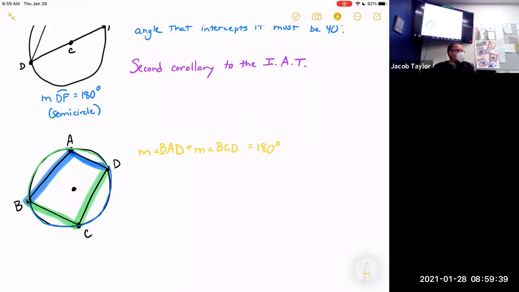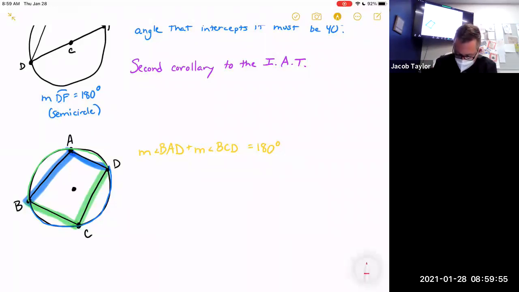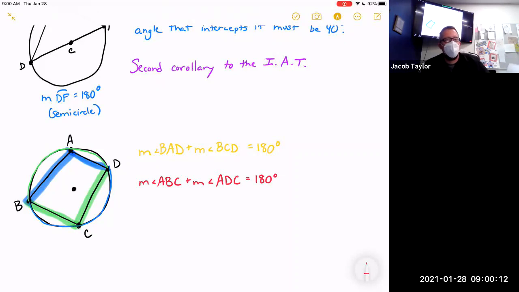I don't have enough information to say how big either one of them is. They could both be 90, or they could be literally anything else with a sum of 180. But I do know that the two of them together have a sum of 180, which means I can also say which two other angles were supplementary. The measure of angle ABC and angle ADC have a sum of 180 degrees. And this happens when you have what is called an inscribed quadrilateral. We'll get to inscribed and circumscribed shapes later, but for now, inscribed quadrilateral.